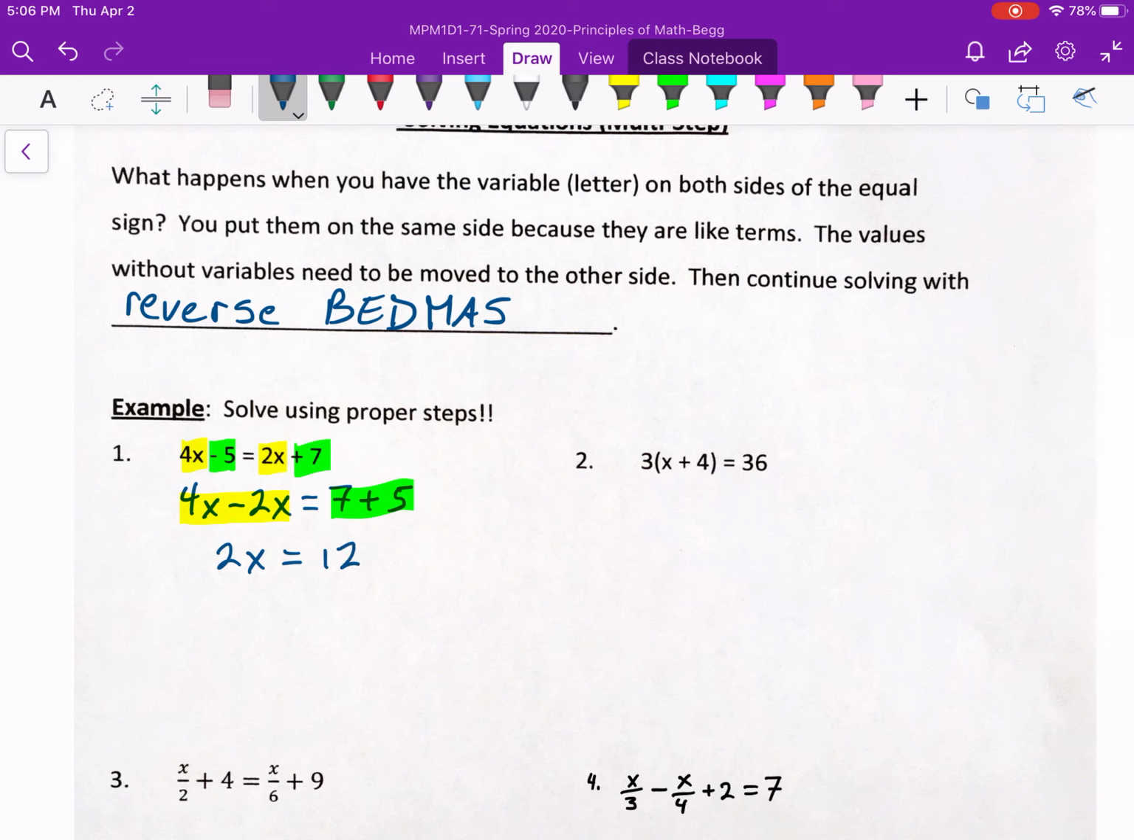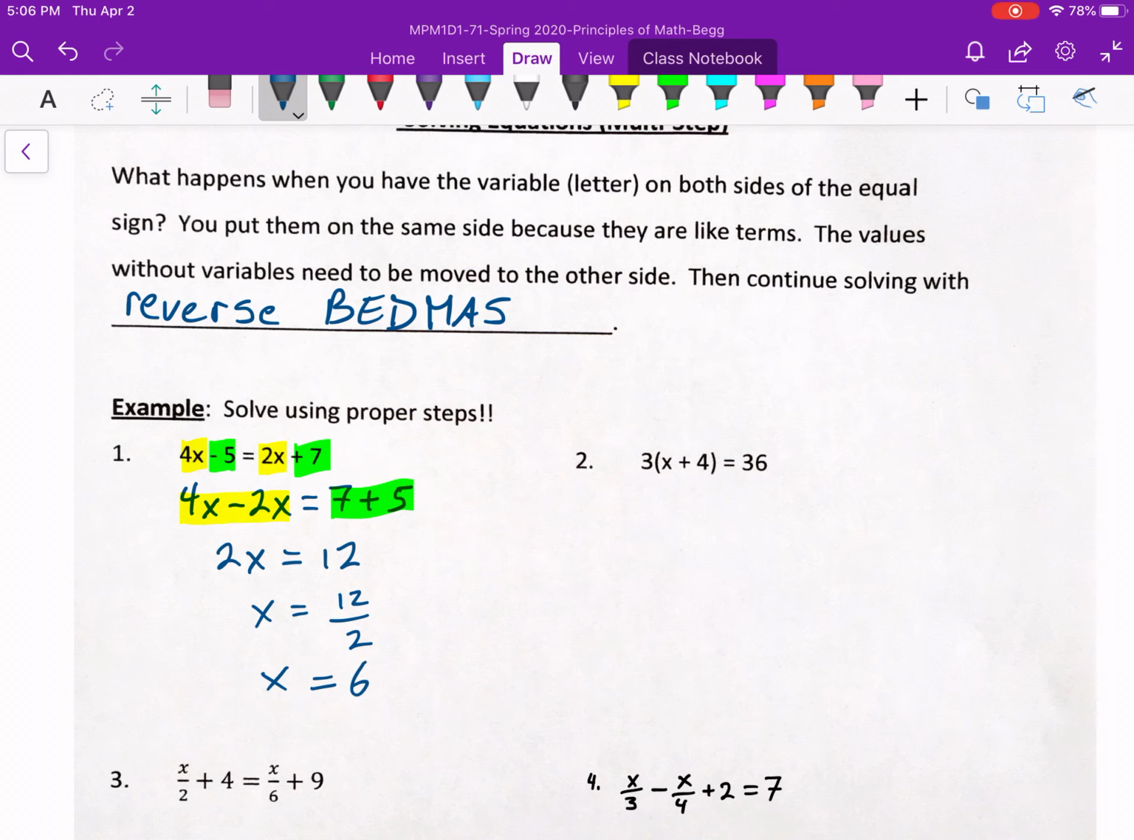And finally, I do my last operation, which is I'm going to divide both sides by 2. So if I divide the left side by 2, I get just 1x, or x. If I divide the right side by 2, then 12 divided by 2 equals 6.